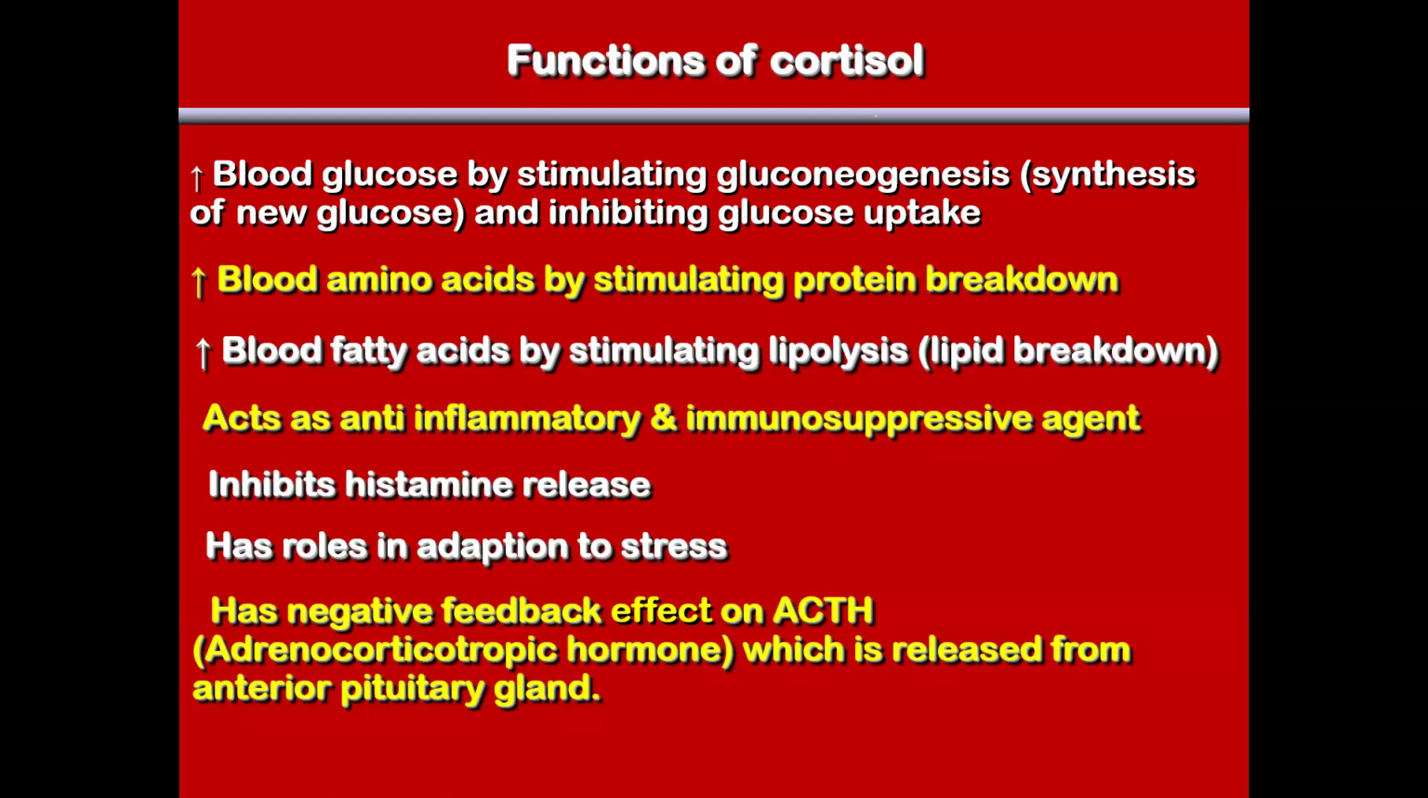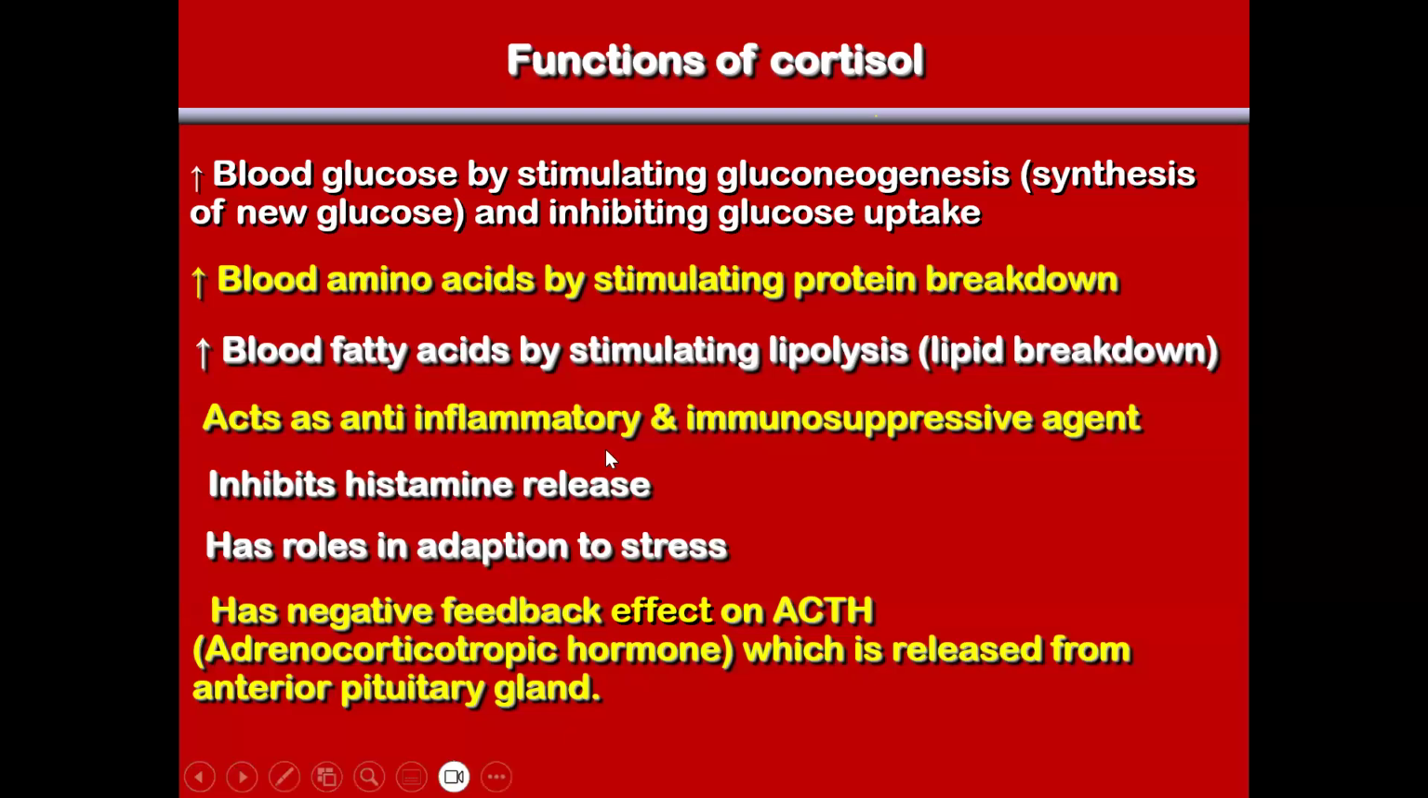Then the effect of cortisol on protein metabolism is that it stimulates protein breakdown or protein catabolism. So when proteins are broken down, the amino acids will be released because proteins are made up of amino acids. So blood amino acids will increase. So if a person is having high levels of cortisol, there will be excessive protein breakdown in his body, and blood amino acids will increase in his body.